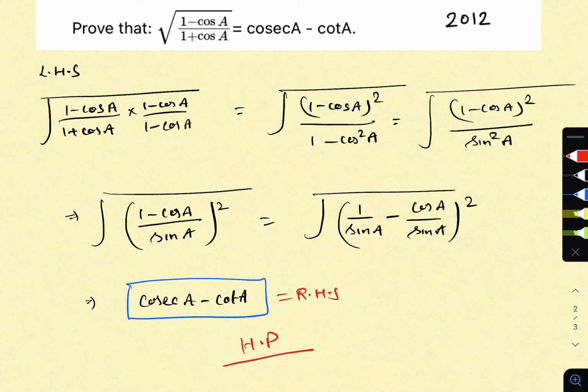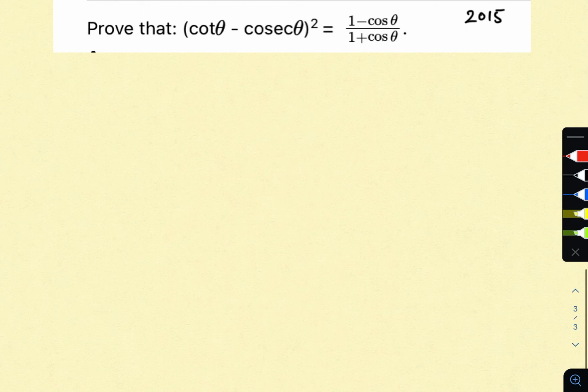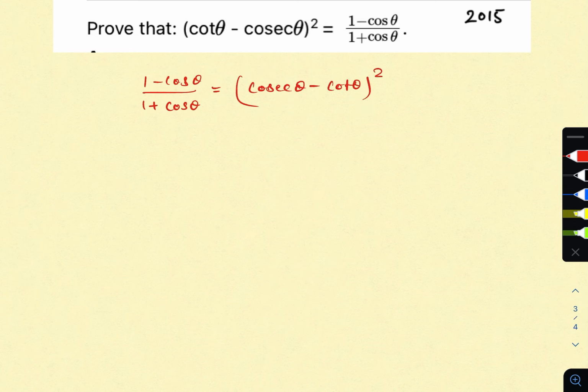So look, in doing only one question we are able to solve multiple questions at the same time. Now move to the next question, that is also very interesting. This is (cot theta minus cosecant theta) whole square equals 1 minus cos theta upon 1 plus cos theta. Let me write the first question again here. What was the first question? 1 minus cos theta upon 1 plus cos theta equals (cosecant theta minus cot theta) whole square. This was the first question, and it was asked in 2020.